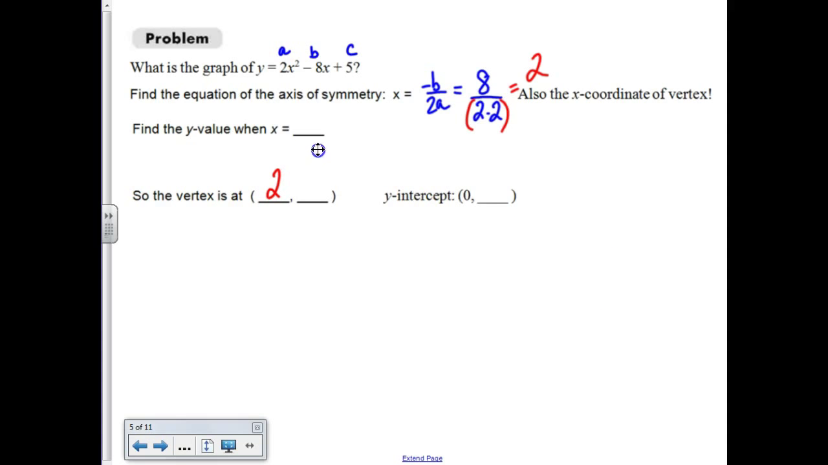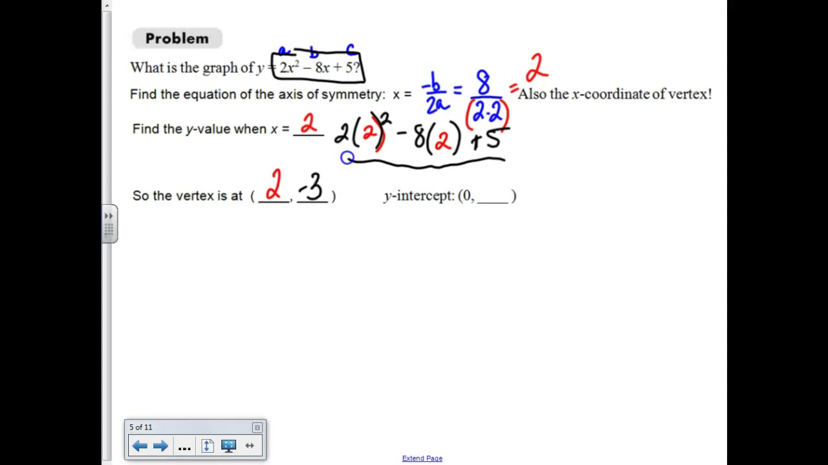Well, that's not enough. I need to know the y value as well. So let's find the y value when x equals 2. Go to your function, which is 2x squared minus 8x plus 5, and we're going to substitute in the 2 that we just found. So 2 times 2 squared, minus 8 times 2. So a little calculation help, please. Plus 5. One more time? Negative 3. All right. And this is just something you can type in your home screen if you don't want to do any math.